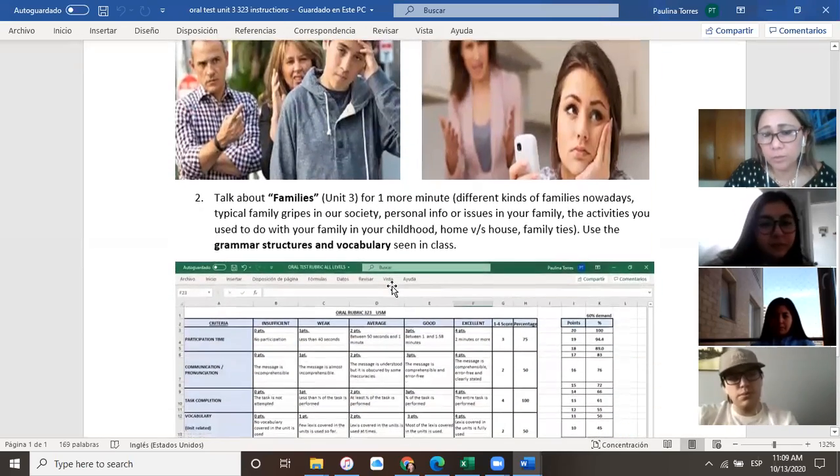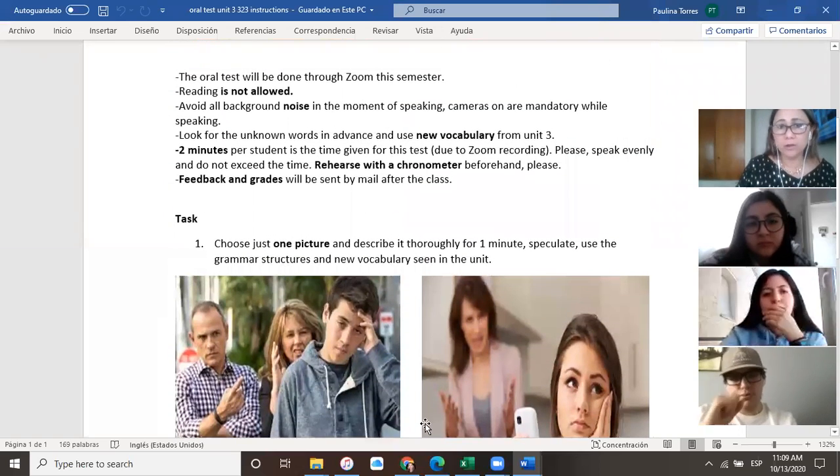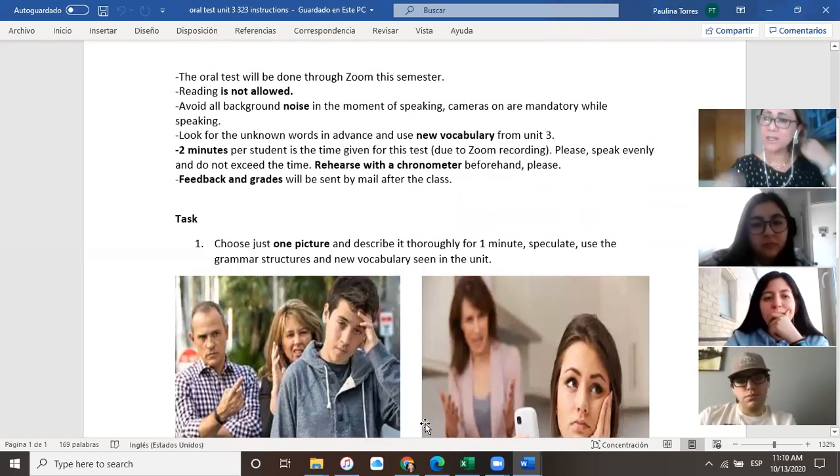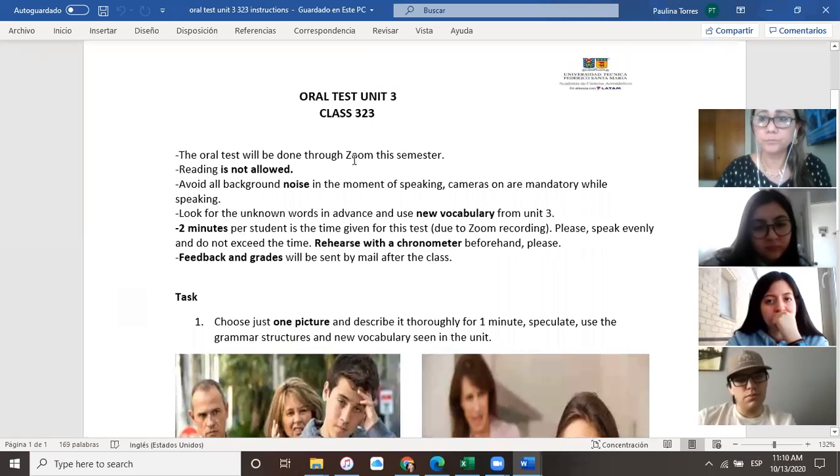Se lo explico en español porque es primera vez que dan una prueba oral muchos de este curso, porque no estaban el semestre pasado. Antes me mandaban un video a mi mail y yo revisaba video por video, pero ahora quieren que lo grabemos en Zoom. Así que vamos a tener que grabarlo en Zoom, ¿ya?